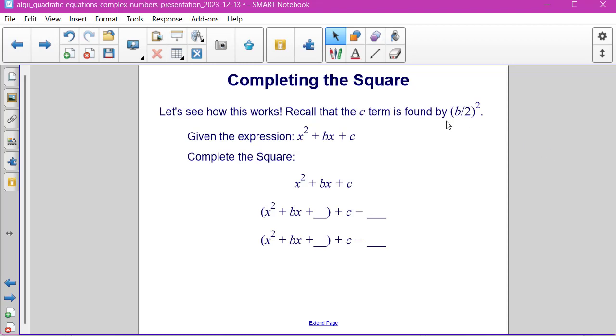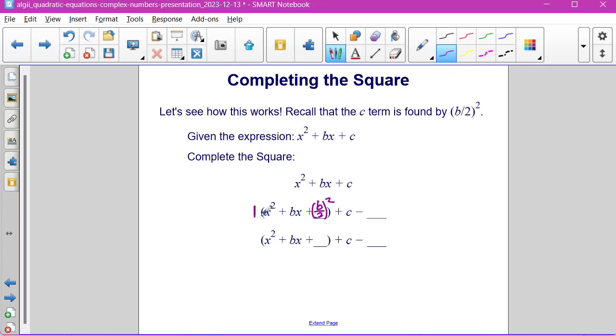Recall that the term c is found by taking half of b and then squaring it. If we are given the expression x squared plus bx plus c, we can then complete the square. And that extra c term is b over 2 squared. We're getting that because we're taking half of b, squaring it, and the coefficient out in front of this set of parentheses is a 1. And 1 times anything is that value.